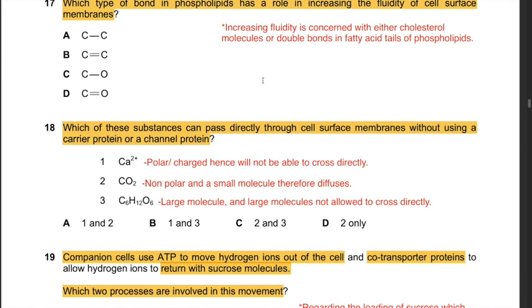D shows a double bond between carbon and an oxygen atom, which is incorrect. The double bond should be between two carbon atoms. Hence, the answer is B.